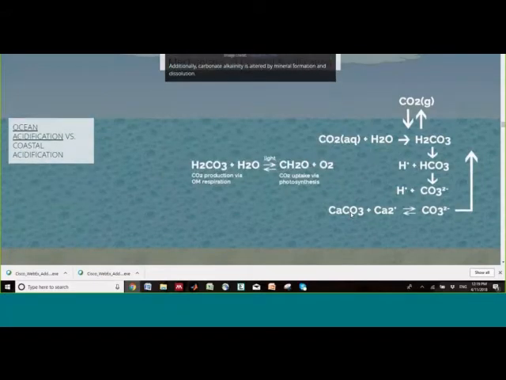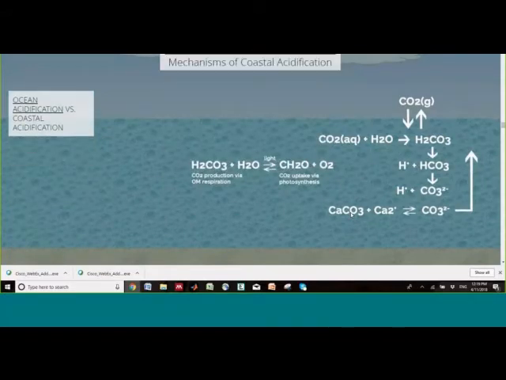But just to highlight again the difference between open ocean carbonate chemistry and coastal carbonate chemistry: the two main sources of inorganic carbon to the ocean are the dissolution from the atmosphere, so you have CO2 gas exchange, or you have CO2 uptake or respiration via photosynthesis.